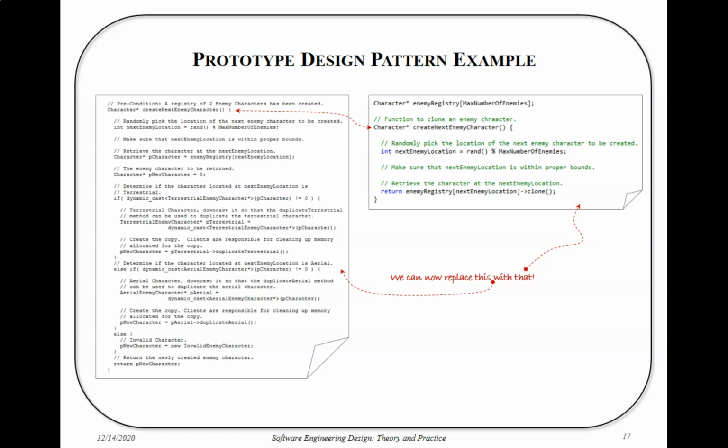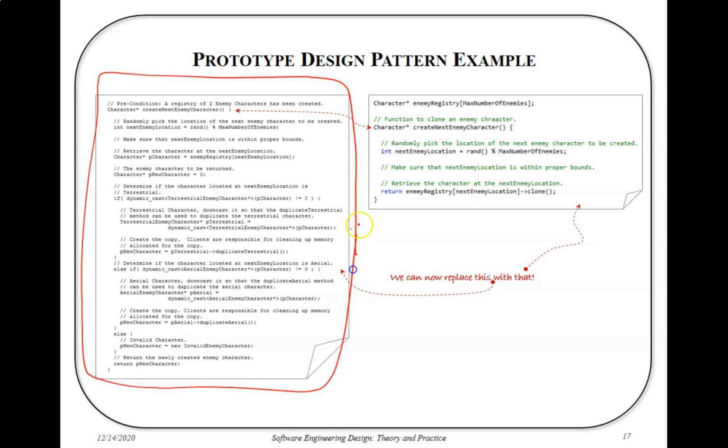Okay, so now we want to replace this in the game engine. So we don't want to do this because it violates the OCP. Okay? So we don't want to use this code. And then we replace it with this.